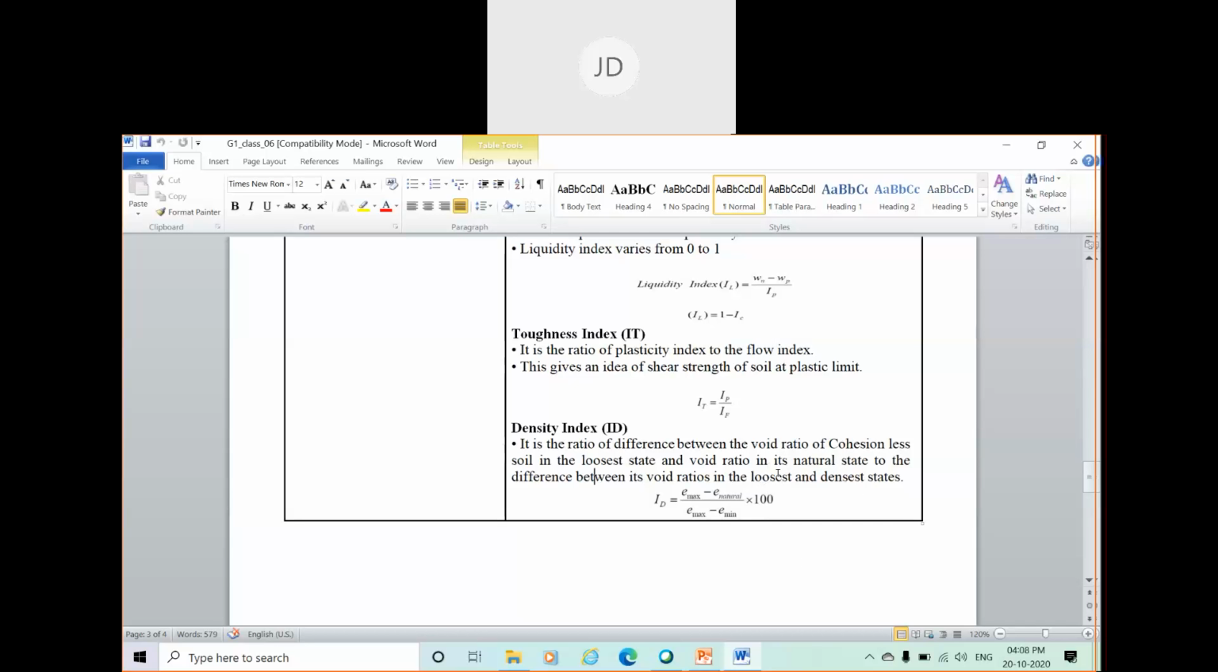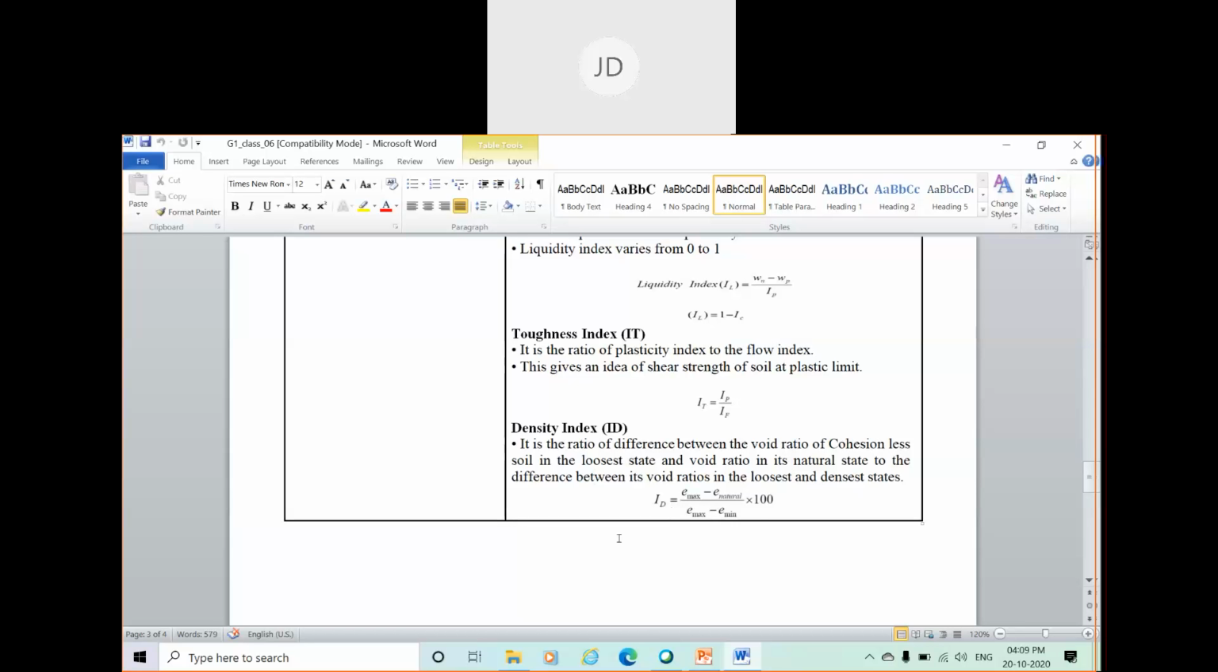Okay, in case of loose state, the particles are far from each other, that means the void will be high. Try to visualize that particular concept. In loose state, the soil will have maximum void ratio, that is, e maximum. In dense state, soil will have e minimum, because the soil particles are so close to each other that the voids are very small. The gap between the particles will be very small.